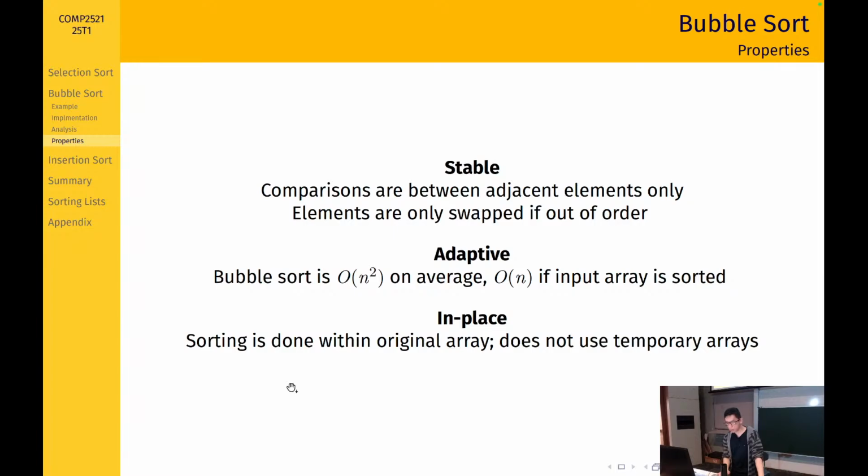Okay, and finally, bubble sort is in place, just like selection sort, because we're not using any temporary arrays.